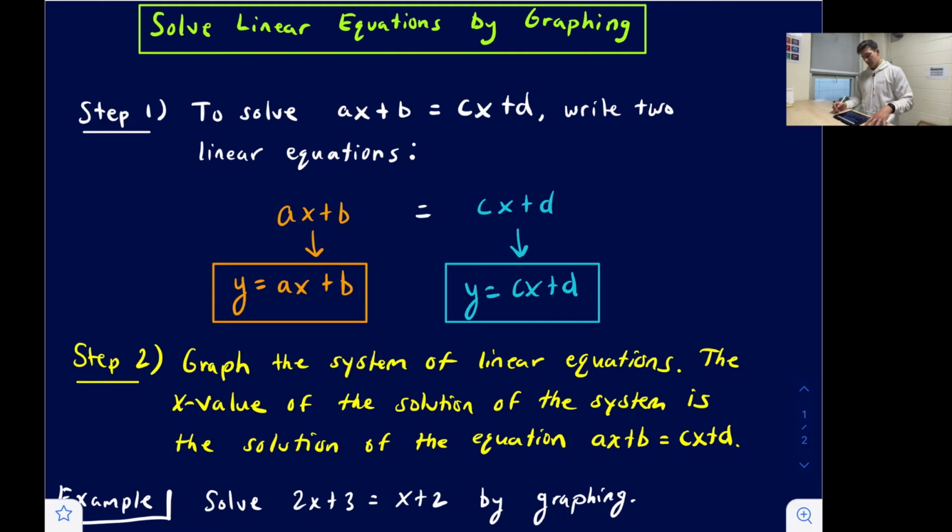The only difference between what we're doing in this video versus systems of equations by graphing is that we only need to find what x is, because we only have an x variable in our original equation. So we're still going to solve by graphing. We're going to find an intersection of the points. That's going to give us an x and a y, but we just need the x value of the solution. That's all we need.